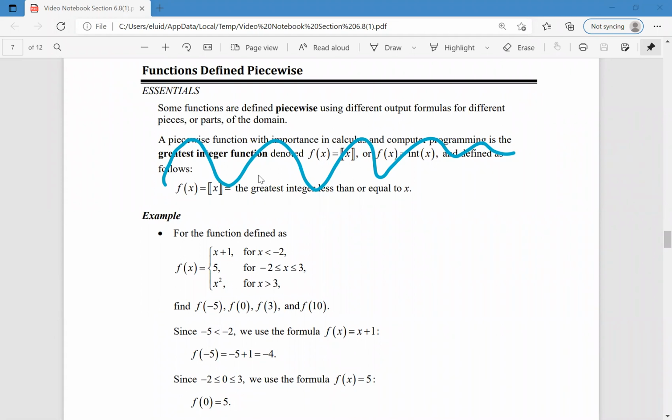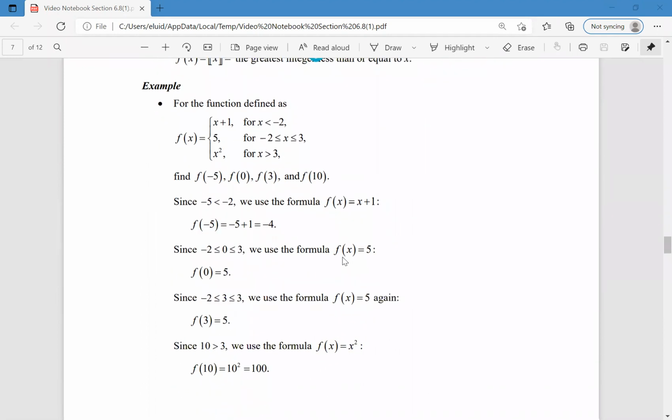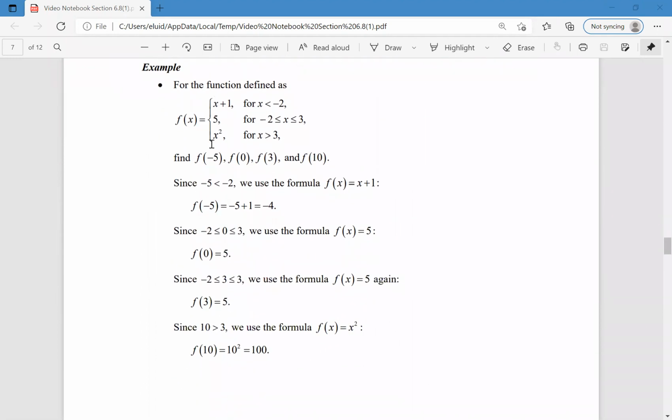So piecewise functions. All right, so functions have different formulas for different parts of their x values. So different parts of the domain get plugged in different ways. Okay, let's see what this looks like. So for the function defined as f of x equals, then we have three different formulas, x plus 1, 5, or x squared. It's like a choose your own adventure, choose your own function. How do you know which one to use? Well, you have to check which piece does your x value belong to, which group or which part of the domain. So here's the first one, f of negative 5.